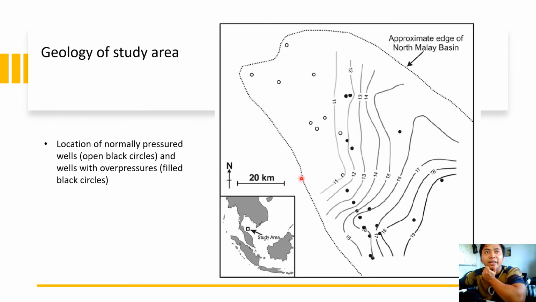In the image below, we can see a map of Malaysia. This is Semenanjung, and this is our study area, the North Malay Basin. In the zoomed version here, we can see the location of normally pressured wells and wells with overpressure. Basically, this white dot is a normal pressure well, while the black dot here is a well with overpressure.